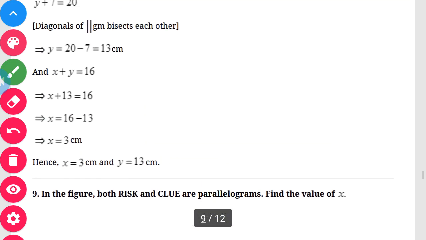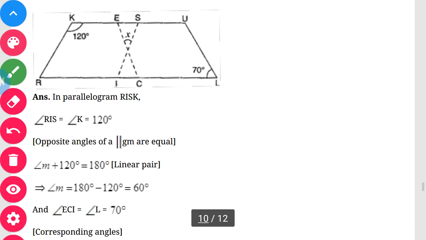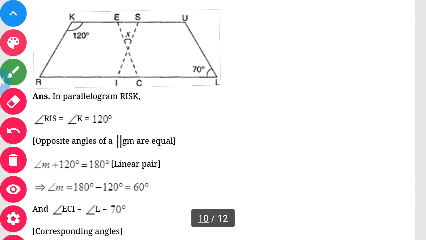Now this one is again in the figure. I hope this concept is clear. Now in the ninth figure, again two quadrilaterals are given, RISK and CLUE. Find the value of x. If you just see, they are overlapping each other, and there is an angle, and you need to find x. So how are you going to find this?